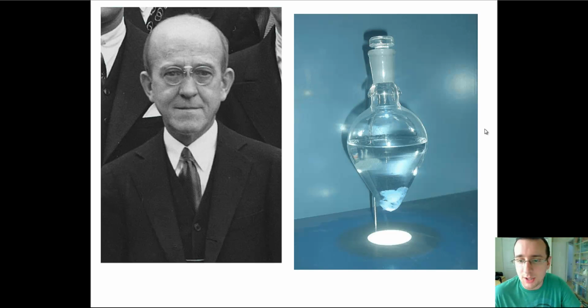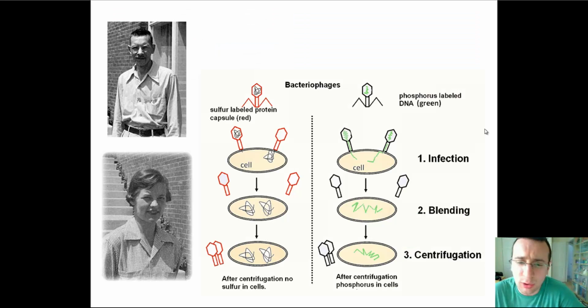Avery, McCarty, and MacLeod repeated this experiment, but first they separated the parts of the cell, for example, the DNA that you see separated in this vial, and they identified that there was DNA that needed to be added to actually cause the bacteria to transform. Identifying the DNA is the key. The problem is that chromosomes were made mostly of proteins, so the answer was not clear yet.